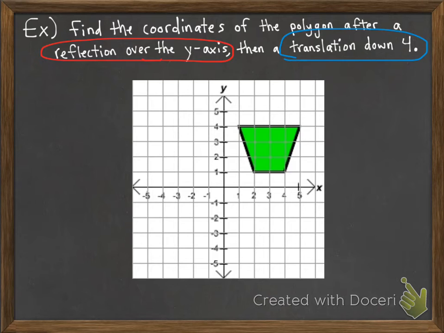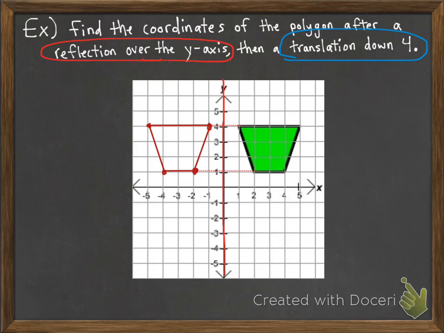First, let's do the reflection. The y-axis is this vertical line, so what we're going to do is count the distance from each point on the right over to the y-axis and go the same distance to the left. Since this point was 1 away from the y-axis, on the right, we would go 1 away on the left. The next point was 2 away from the y-axis on the right, so we'll go 2 away on the left, and so on.